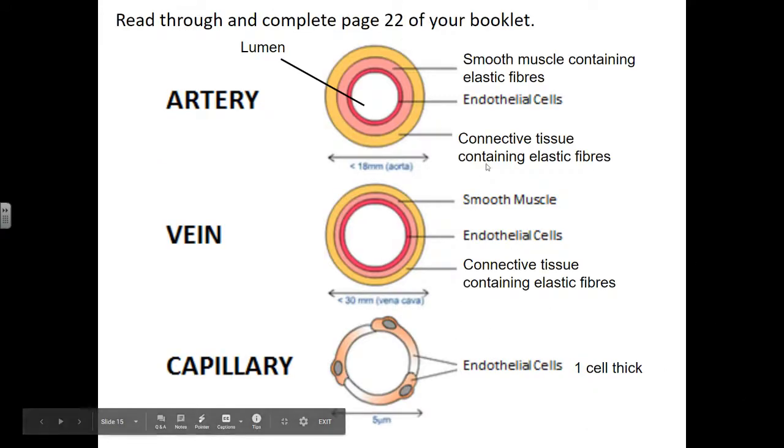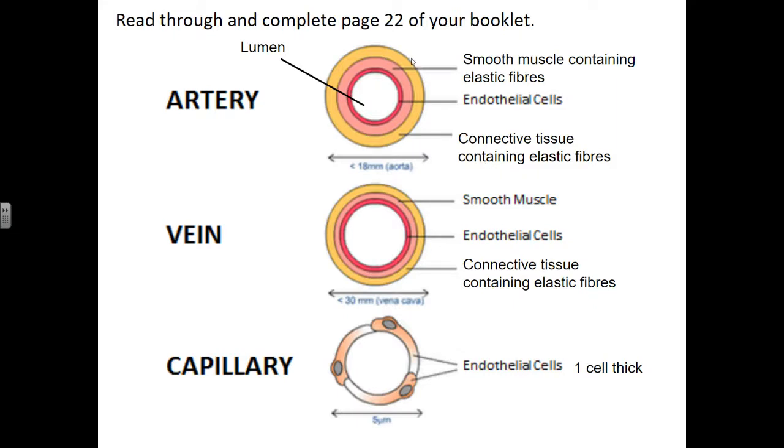So this is the picture I was telling you about. We can see arteries. They have a layer on the very outside, which is smooth and contains elastic fibers. We'll then have the muscular layer in the middle, and the very inside layer is just single cells of endothelial lining.